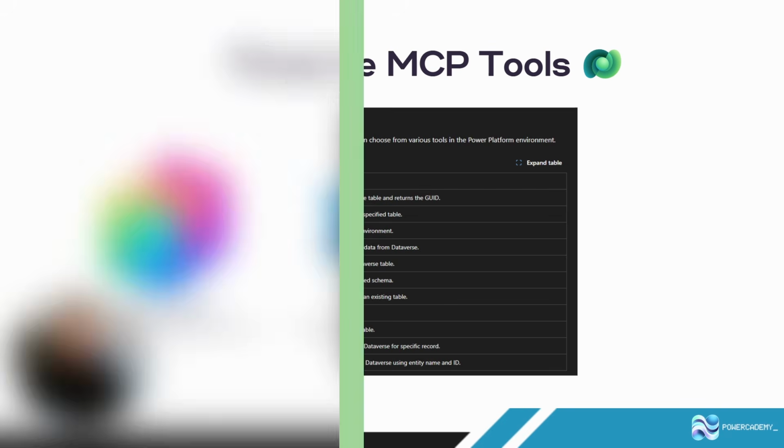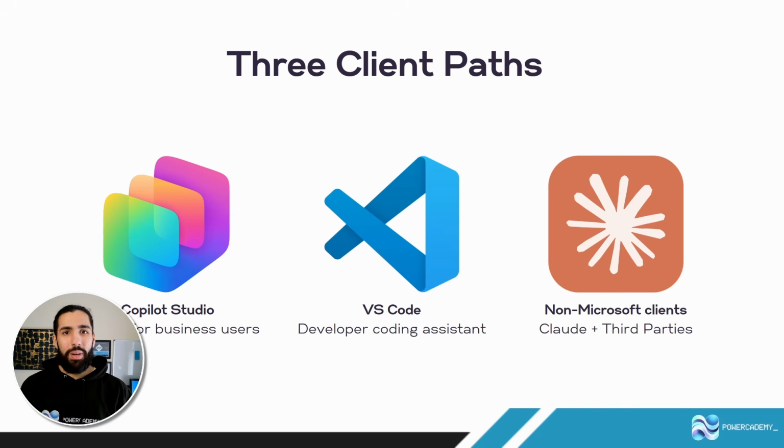As I mentioned, there are 3 main client paths that you can take on this journey of the Dataverse MCP. We've got Copilot Studio, which is building agents for business users. So if you need to expose the Dataverse MCP to business users, you would do it through Copilot Studio. Then Visual Studio Code, which is a developer coding assistant. If any developers need full context of your Dataverse schema, tables, etc., they can connect to the MCP server and have all that context native within their IDE.